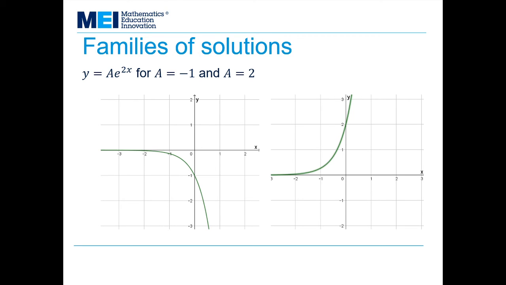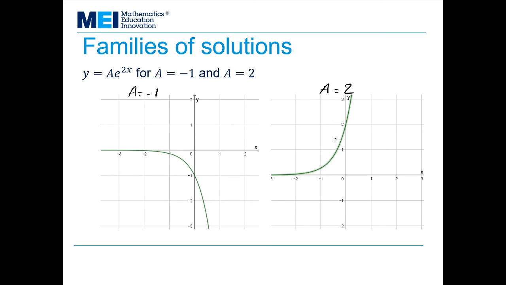So here are two of those examples. My general solution is y equals a e to the 2x. I've used the constant a this time, and I've shown it for a equals -1 and a equals 2. So this is the case a equals -1 here, and this is the case a equals 2.